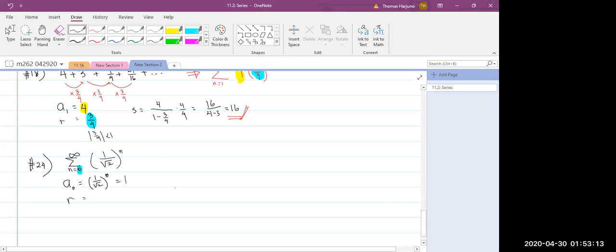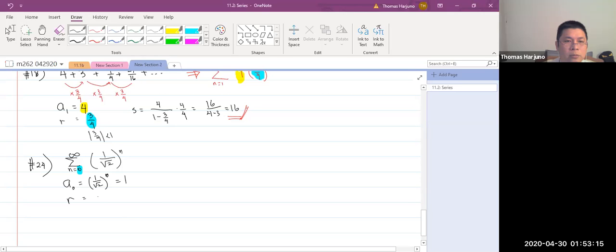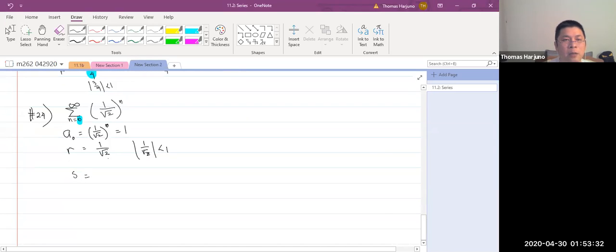Is that 1 over radical 2? 1 over radical 2, that's right. And notice that this 1 over radical 2, the absolute value is less than 1. So we have an infinite sum. The infinite sum will be the first term over 1 minus the ratio, which equals radical 2 over radical 2 minus 1.